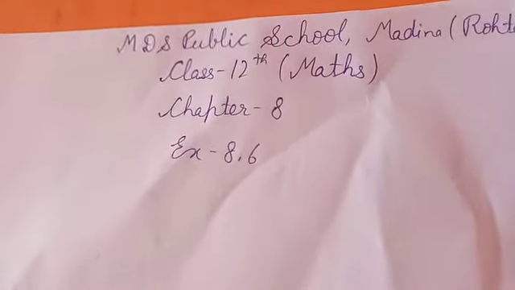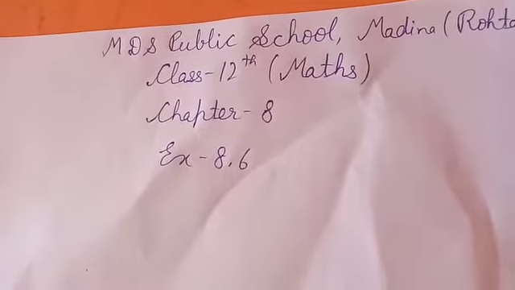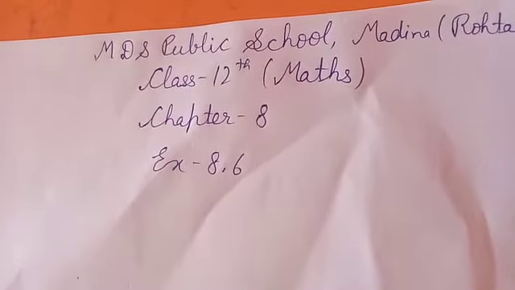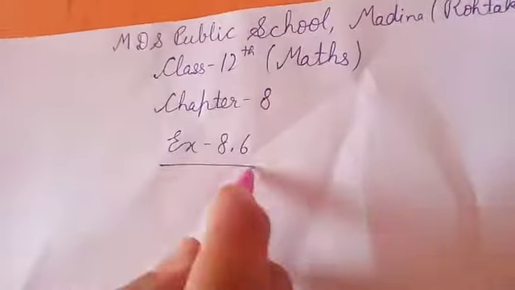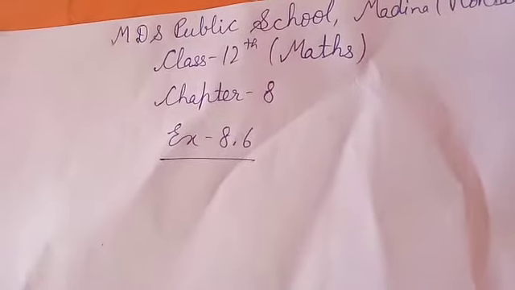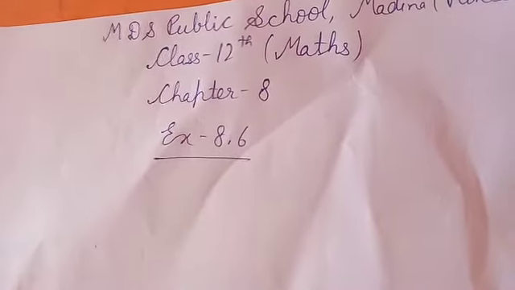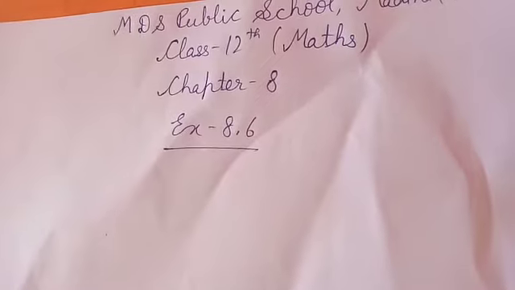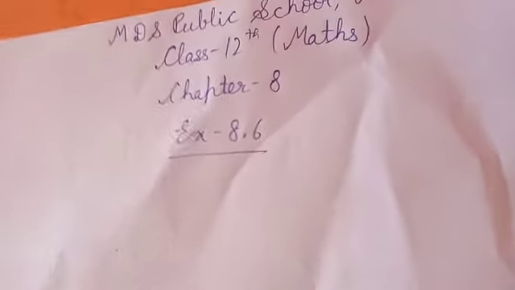In today's lecture of Class 12 Mathematics, Chapter 8 Application of Derivatives, we are going to solve exercise 8.6 problems on maxima and minima. Here, our first question is: divide 14 into two parts such that the sum of their squares is minimum.